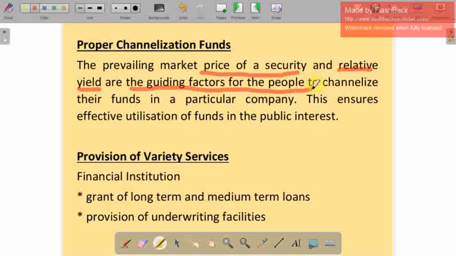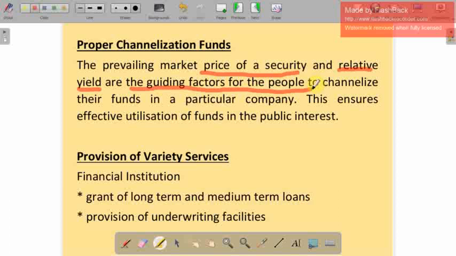So the first one, the price of security. Today, what is the price of the particular security? And the second one, relative yield. Relative yield means, if you want to purchase another security, what benefit are we going to get? That relative yield will also be mentioned.